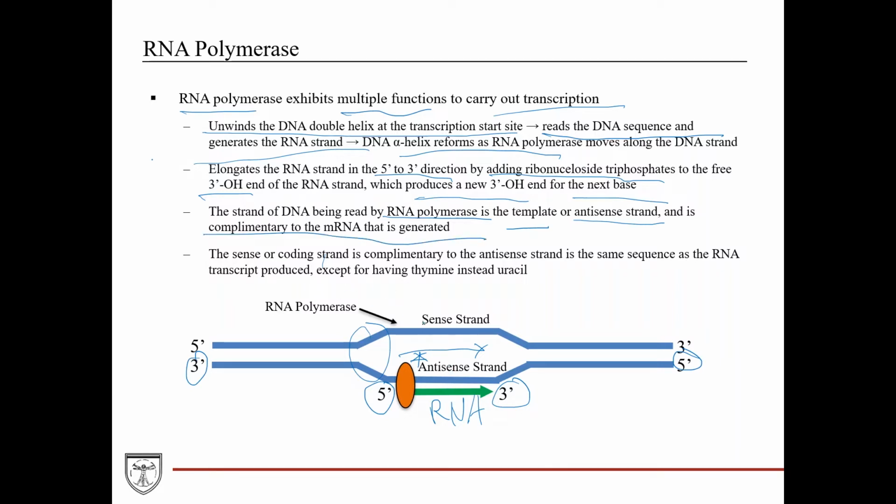Now the sense, or the coding strand, which is up here, is complementary to the antisense strand of DNA, which makes sense, but it's the same sequence as the RNA being generated, except for the fact that it will have thymine instead of uracil because it's DNA. So once again, one more time, RNA polymerase reads in the 3' to 5' direction on the template strand, also known as the antisense strand. It generates RNA in the 5' to 3' direction, which is complementary to the antisense strand and is the same sequence as the sense strand.